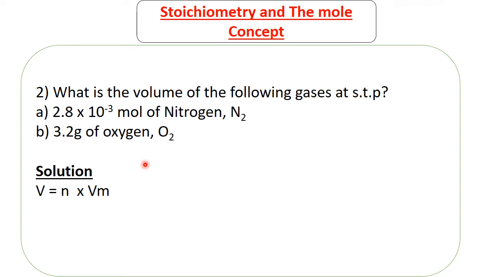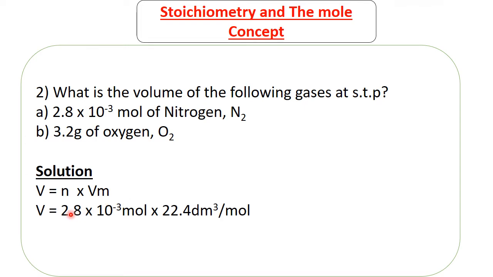So start with A. We're going to use the version of the formula where V is the subject, where we say volume is equal to number of moles times molar volume. The number of moles for nitrogen we have been given is 2.8 times 10 to the power negative 3. So we multiply this by the molar volume at STP. Concerning the units, I'm going to use centimeter cubed or decimeter cubed. Here it's all up to you.